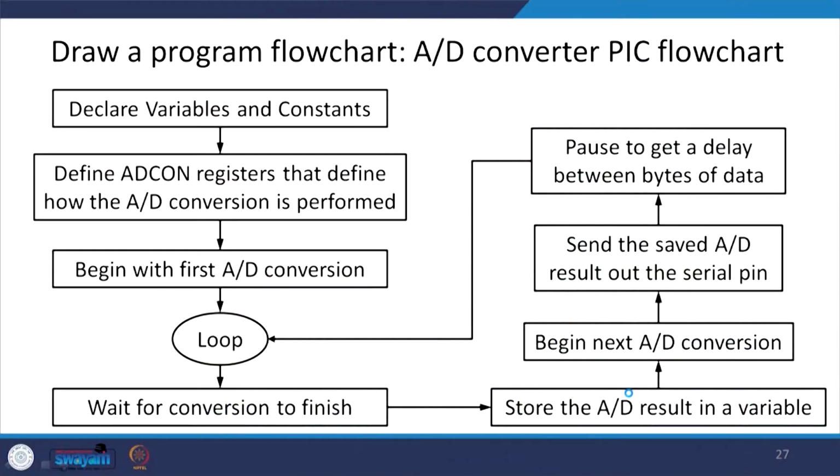So, next step is to draw a program flow chart. Okay. Here basically we declare variables and constants, and then define the ADCON register that defines how analog to digital conversion is performed. Then begin with the first analog to digital conversion, then there is a loop: wait for conversion to finish, store the analog to digital result in a variable, begin the next A to D conversion, and send the saved A to D result out the serial pin and pause to get a delay between the bytes of data, as I discussed before. Okay, and then it goes to the loop.